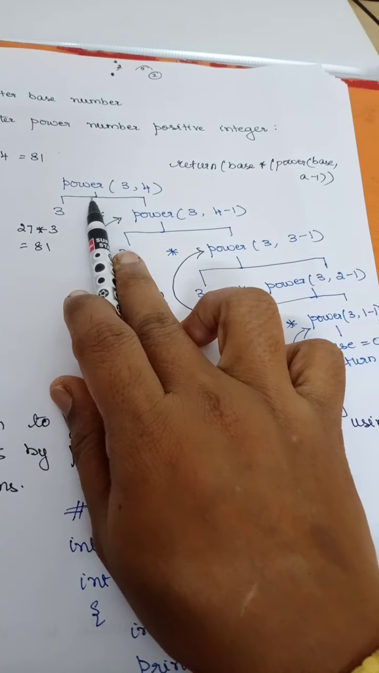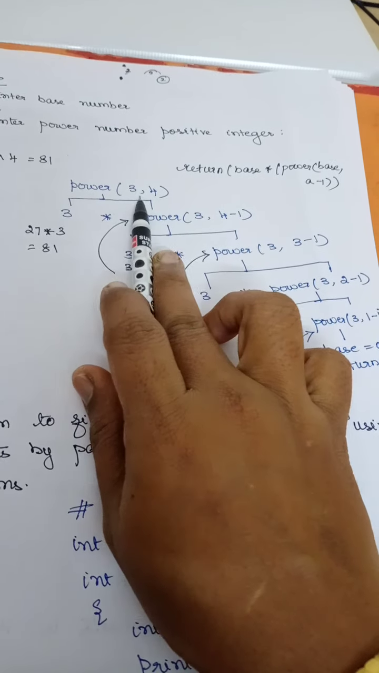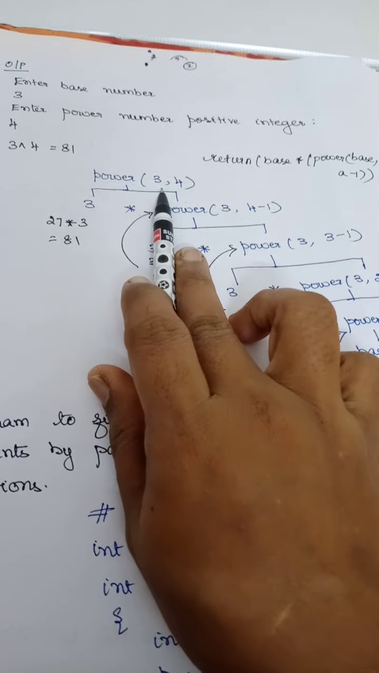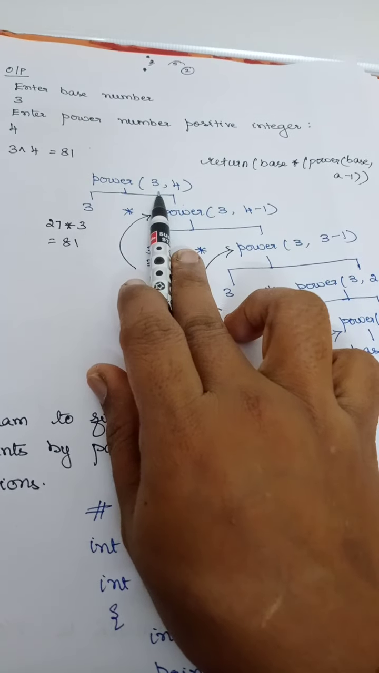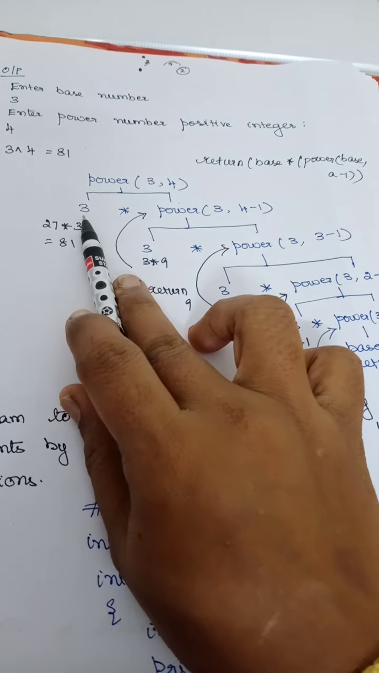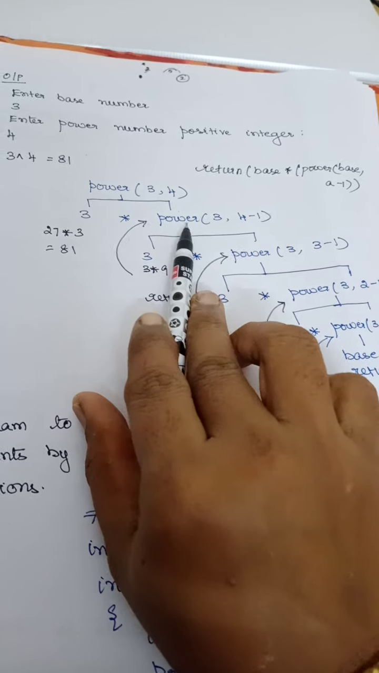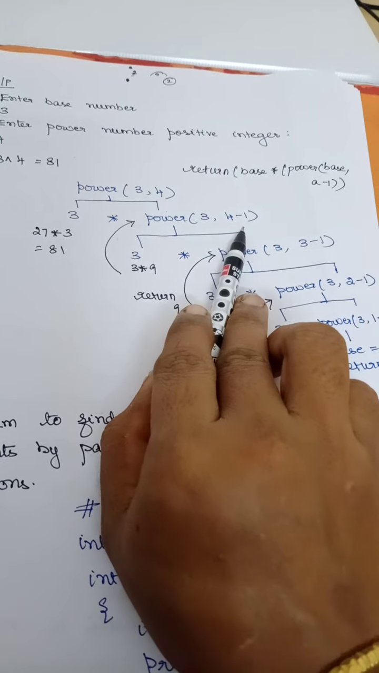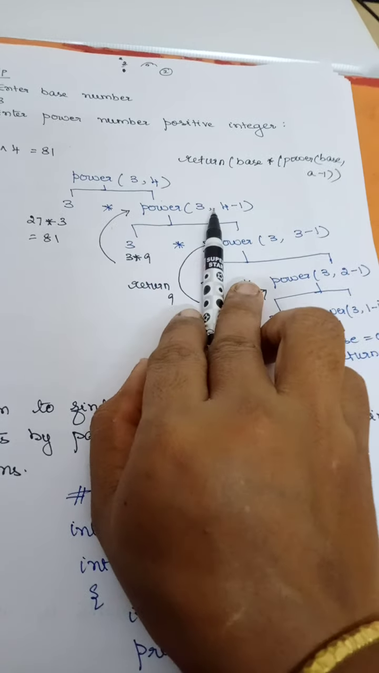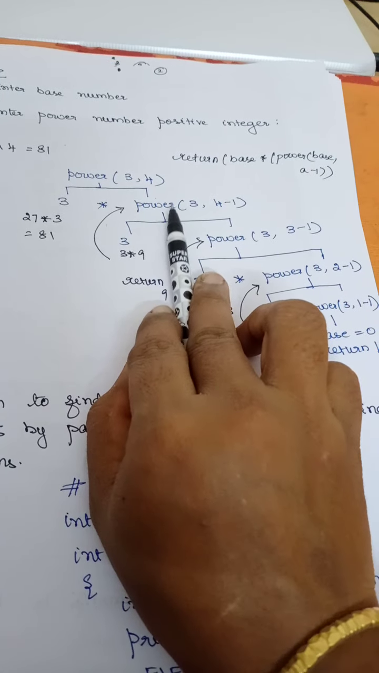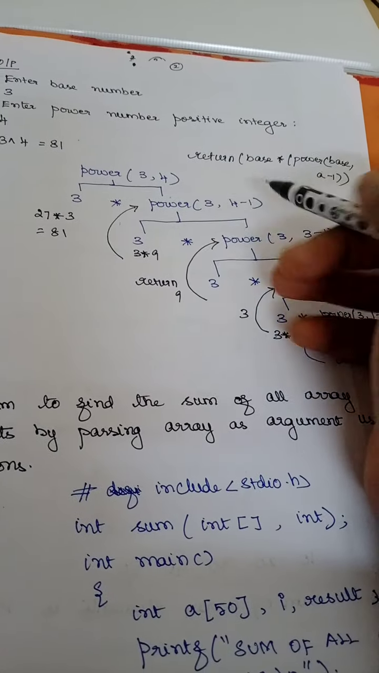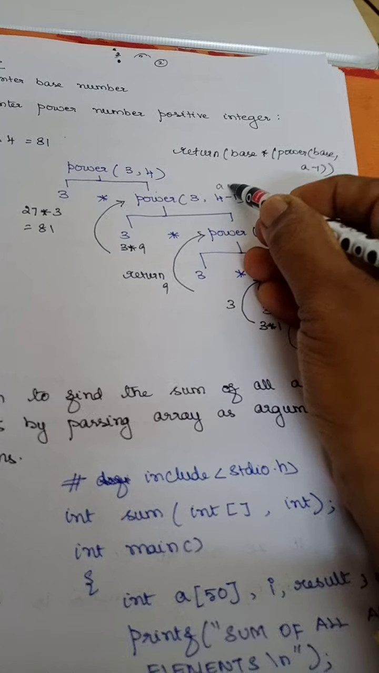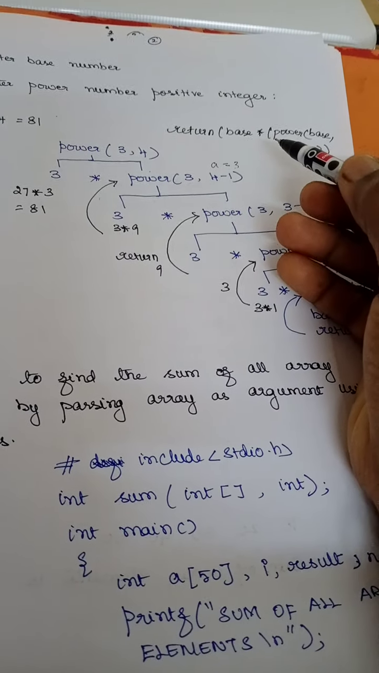So when we pass from the main program power 3 comma 4, this is the first time you are calling the recursion, right? So what will it return? Base into power of base comma a minus 1, so 4 minus 1 will be passed. Again the function power will be called. But here my a value is going to be 3 now, right?